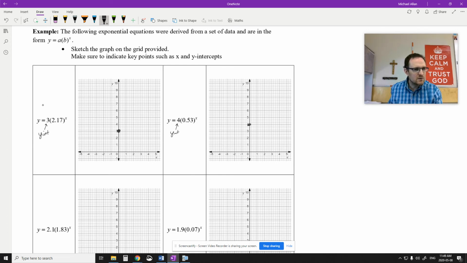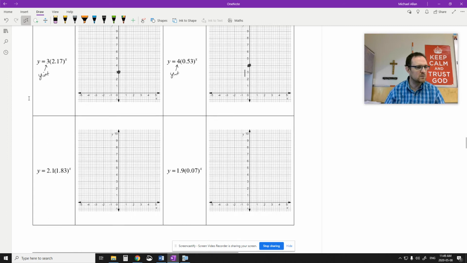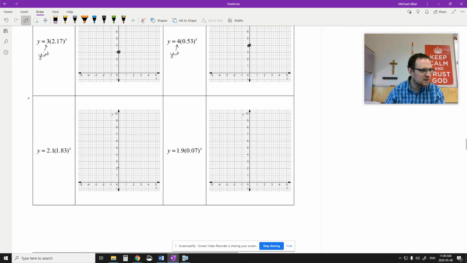Okay, so my y-intercept is 4. Remember, if you don't see a number in the front, you assume it to be 1. Here's 2.1, right about there. So this is 1.9, so that's just less than 2. So I know where all of my y-intercepts are pretty easily.